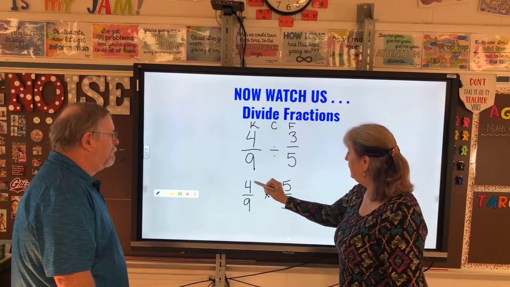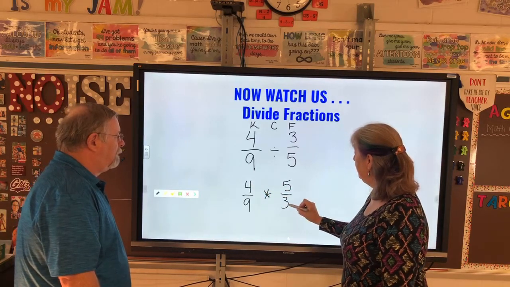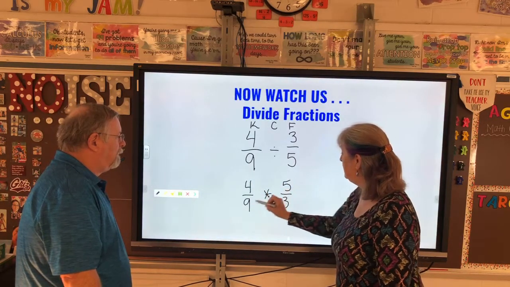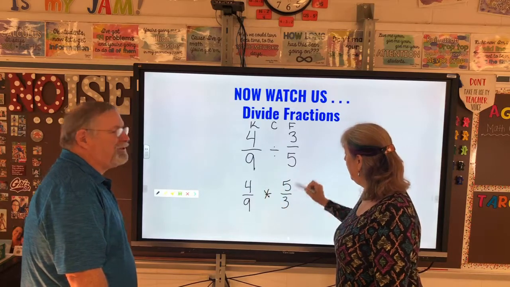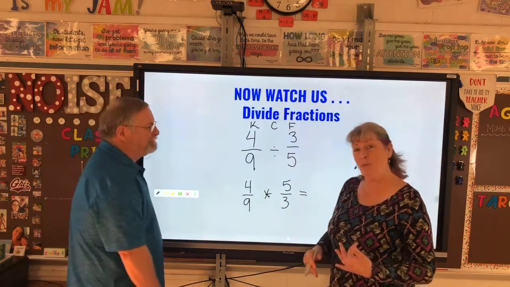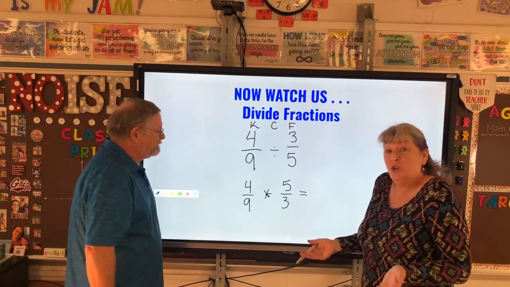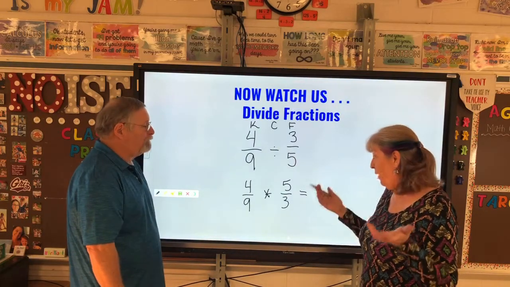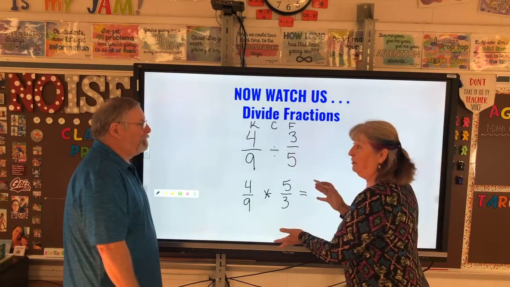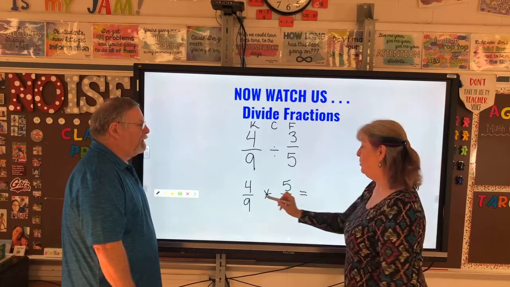I'm going to look. Nope, those are number neighbors. Nothing we can do. 5 doesn't go evenly into 9. 4 does. She just hates reducing. No, I don't hate reducing. I'm teasing. Sometimes you can't reduce. True. So if you can't reduce, I know that this is going to be in lowest terms.